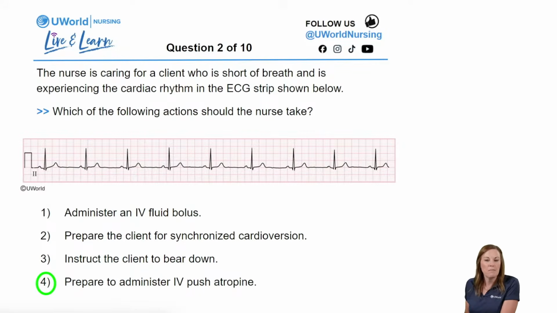IV fluid bolus, that would be something we would give for tachycardia. Think about low fluid volume. I saw a little bit of a mix of answers, so we'll go through these. Synchronized cardioversion is something we can give for other dysrhythmias like Afib or stable V-Tach. And then instructing the client to bear down, that is not going to be correct for our client. That would be for SVT is what we would instruct our client to do.